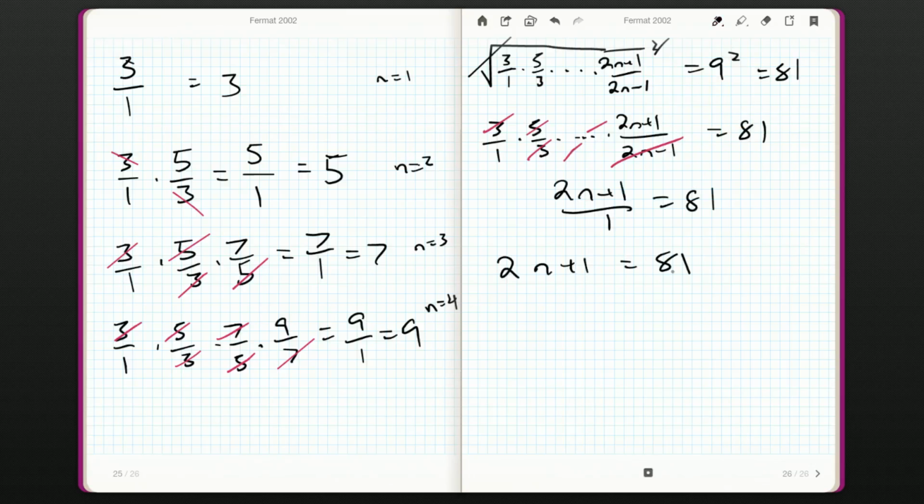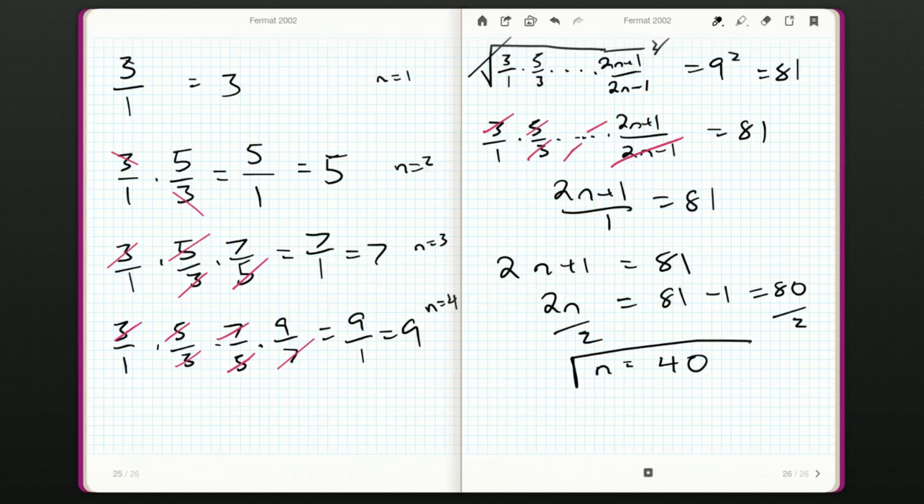Well, now we can work out what n is. Okay. So bring the 1 over to the other side. We'll get 81 minus 1, which is 80. And now divide both sides by 2. And we'll get n is equal to 40. And that was definitely one of our answers. I think it was C.